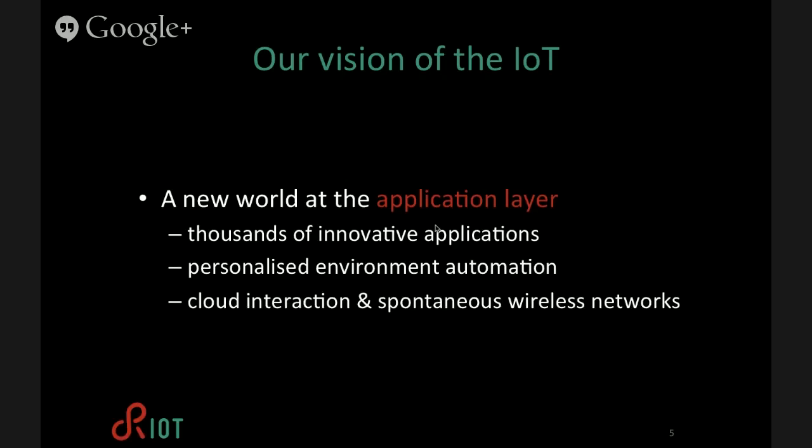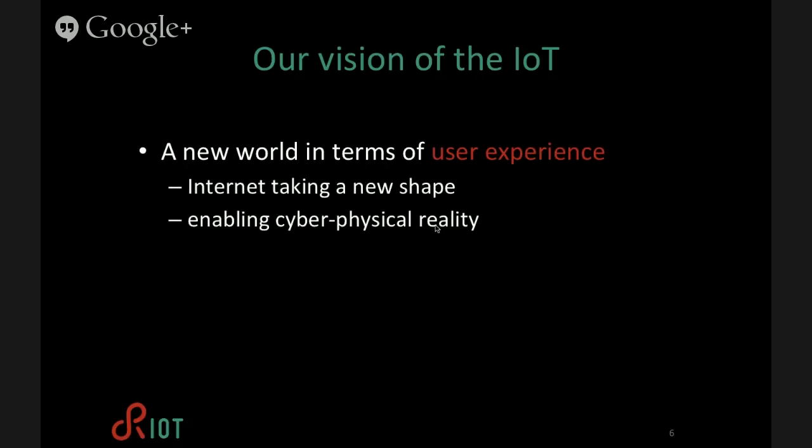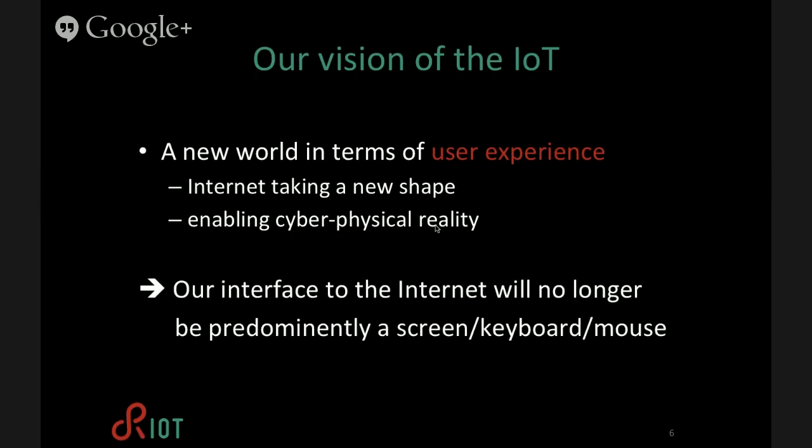The way these applications are going to work is they're going to leverage both interaction with cloud systems as we know them today, but also more spontaneous wireless networks like ad hoc networks. And the mix between these different network paradigms is going to create quite some new interesting things in terms of user experience, for example. A way to see it is that it's the internet taking a new shape. Up until now, the internet was really through a screen of various shapes, but what the IoT means for us is that our interface to the internet might no longer be predominantly a screen, keyboard or mouse, but actually the objects, these new devices connected to the internet that we can interact with physically.